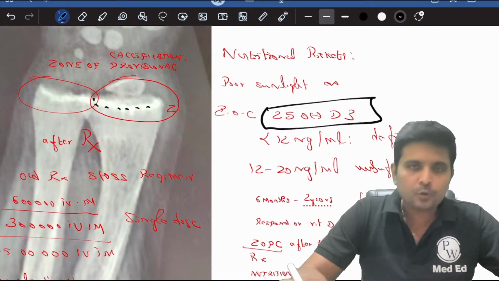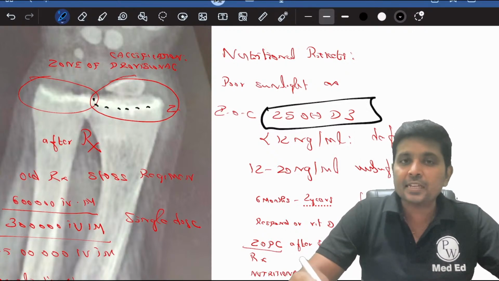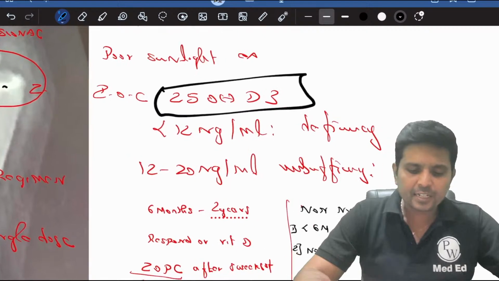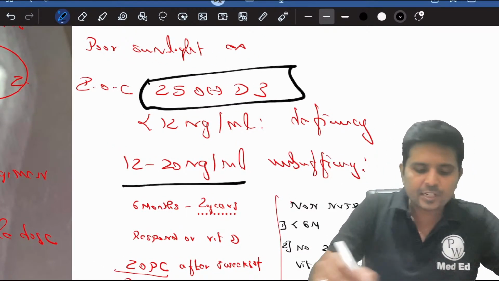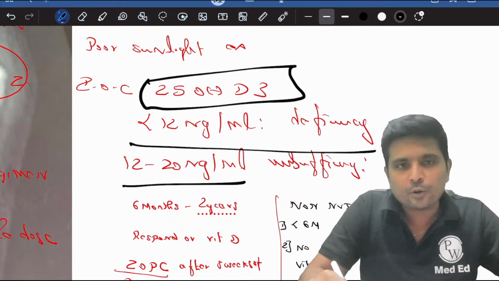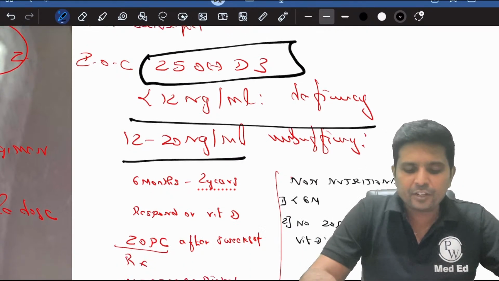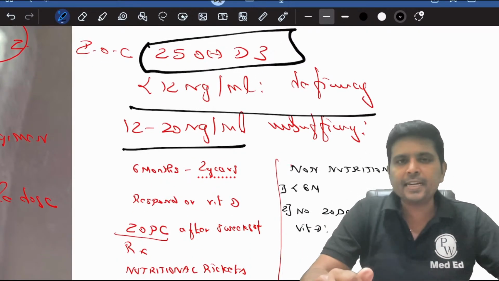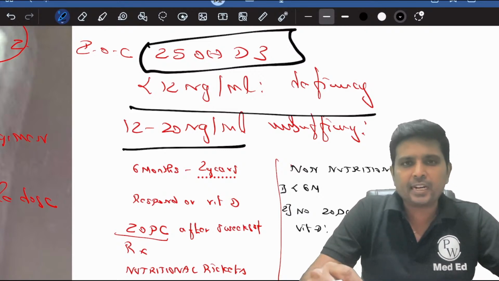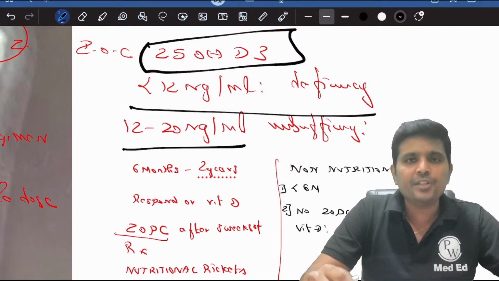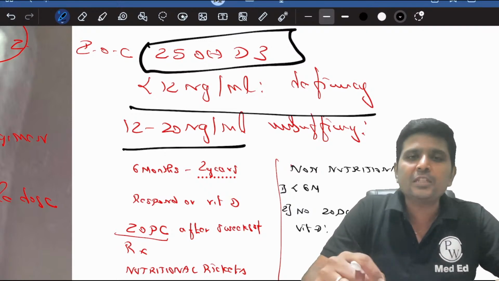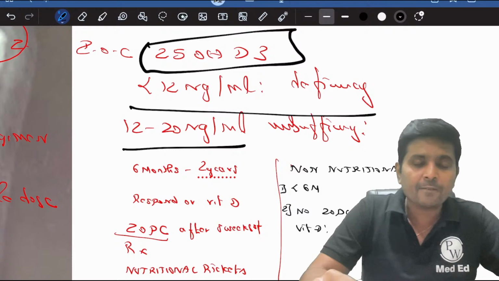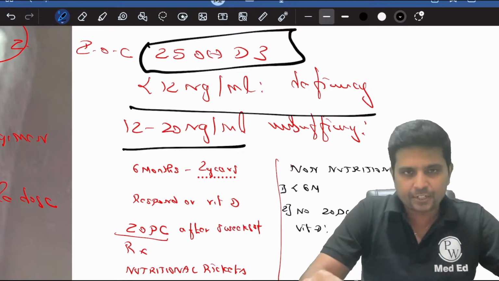And you have two terms. One is insufficiency, another is deficiency. Insufficiency means it is 12 to 20 nanogram per ml, whereas deficiency is less than 12 nanogram per ml. As we discussed already, the treatment is 2000 or 3000 international units daily for 12 weeks. At the end of 4 weeks, you need to look for zone of provisional calcification. If it is not there, you are dealing with a case of vitamin D resistant rickets, right?